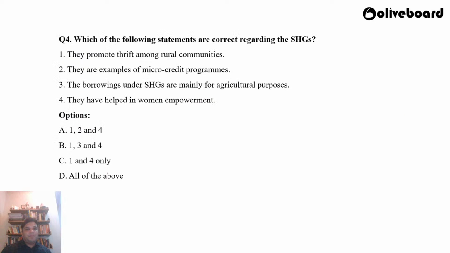Please try and answer them. Question number 4. Which of the following statements are correct regarding the SHGs? That is, SHG stands for self-help groups. So which of the following statements are correct regarding the SHGs?